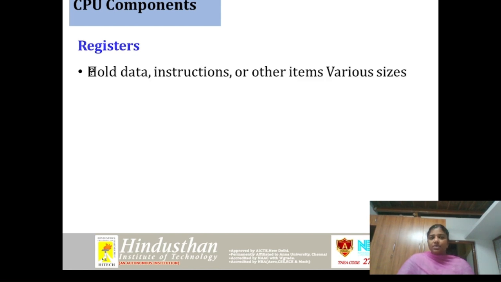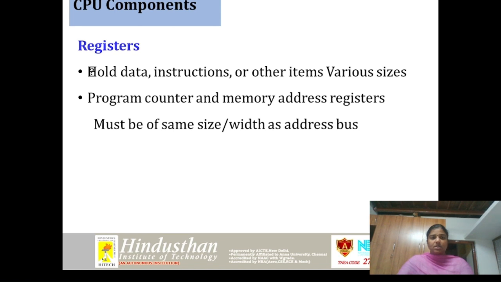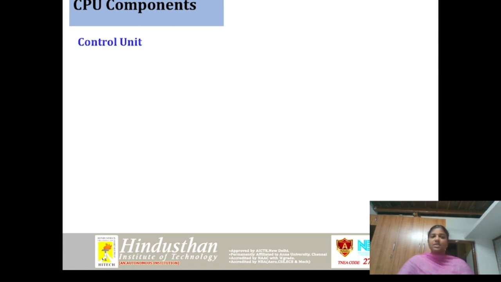And the next one is the registers. So what is meant by registers? They store data, instructions, or any other items of various sizes. Next are the program counter and memory address registers. These are also types of registers, and we will see them in detail in the upcoming slides. It must be of the same size or width as the address bus.